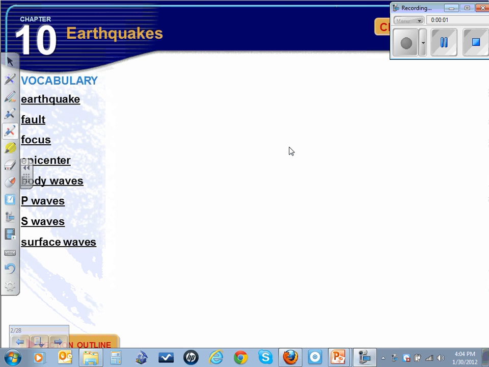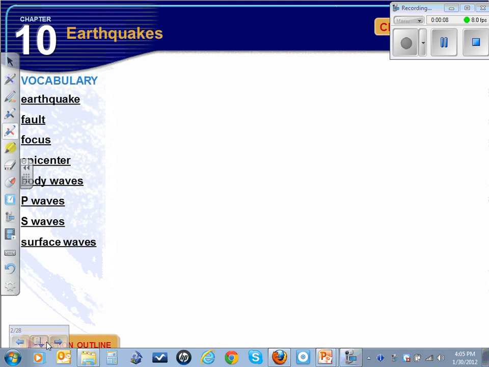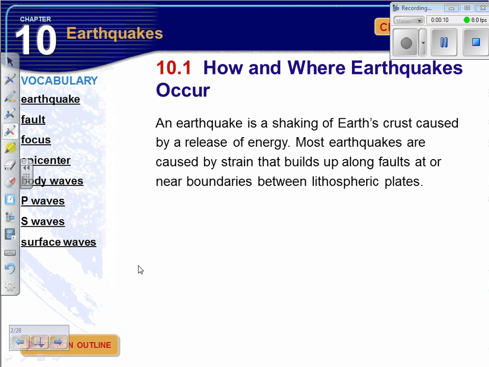This will start the lecture notes for Chapter 10, and in Chapter 10 we're going to look at earthquakes. In Section 1 we're going to look at how and where earthquakes occur. An earthquake is a shaking of Earth's crust caused by a release of energy. Most earthquakes are caused by strain that builds up along faults at or near boundaries between lithospheric plates.